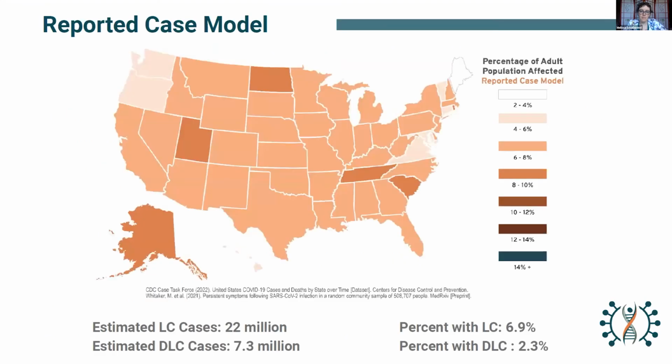Next slide. So just to go over the results of both of our models. In the reported case model, we estimated that 22 million Americans will be affected by long COVID using case numbers up to January 31st, 2022. And 7.3 million people will experience potentially severe disability from long COVID. This comes out to 6.9, or almost 7%, of the population being affected by long COVID, and 2.3% of the full United States population potentially developing severe disability because of long COVID. Next slide.